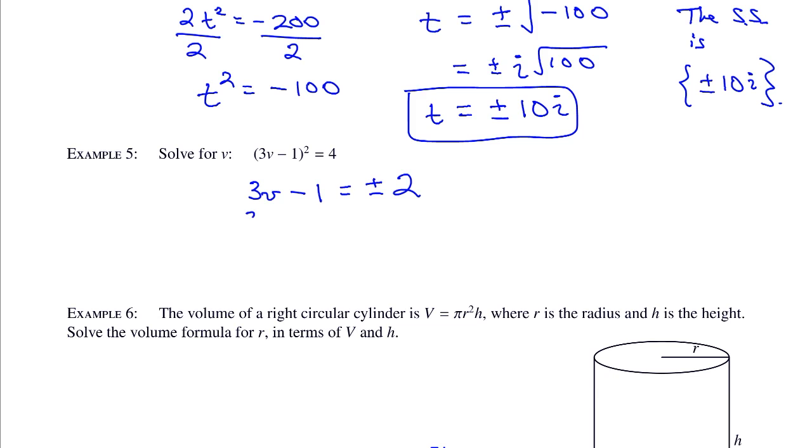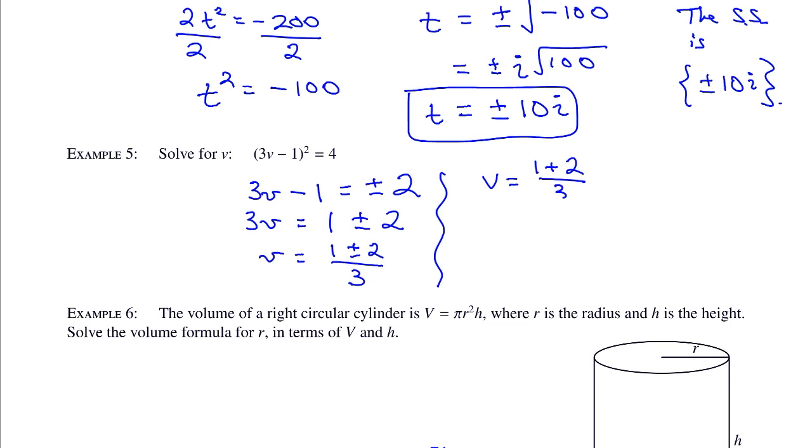So I'll move the 1 to the other side. So we have 3v equals 1 plus or minus 2. And then I'm going to divide by 3. So v is equal to 1 plus or minus 2 over 3. To get the two individual numbers, I'll go ahead and split that up. And I'll use the plus version first. So v is equal to 1 plus 2 over 3. We'll finish this one out. That's 3 over 3, and v is equal to 1.